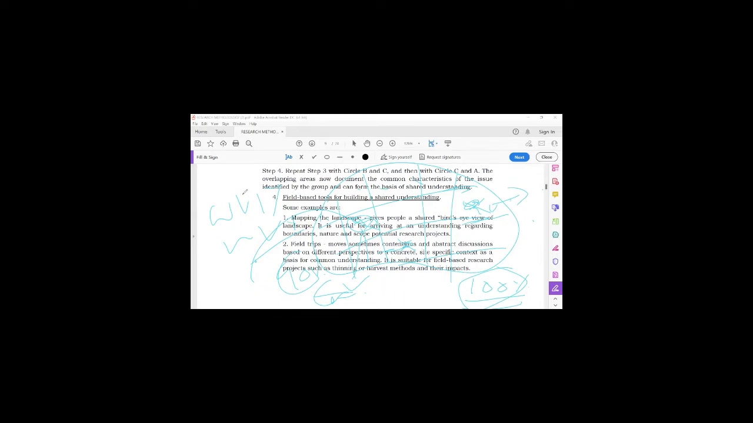So this is what is known as mapping the landscape. It gives people a shared bird's eye view of the landscape. It is useful for arriving at an understanding regarding the boundaries, nature, and potential scope of the research project. For this to happen, you have to do various field trips. You have to understand the problems. When you are on the field, you meet people and discuss with them. So that is a part of your field trip. Is it clear? Is it clear, everyone?